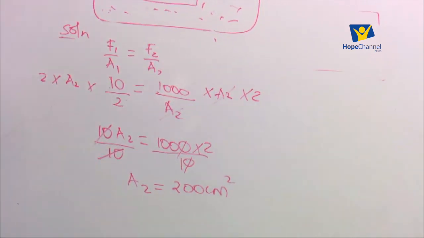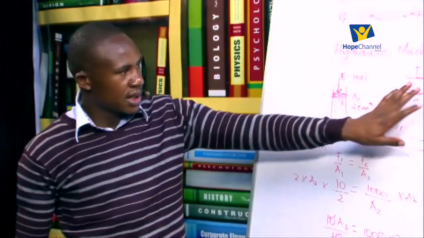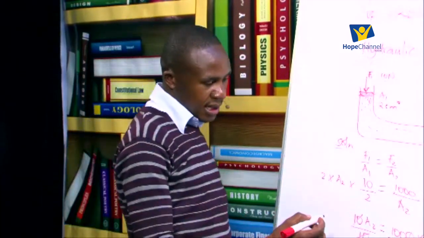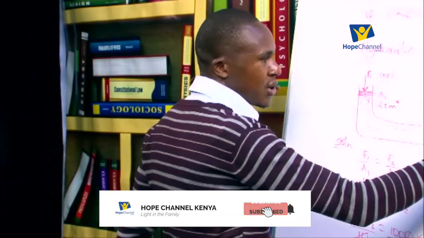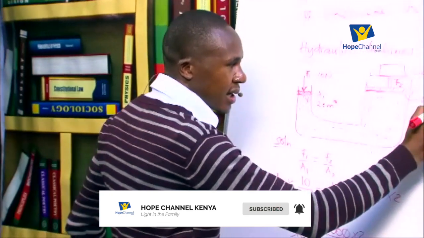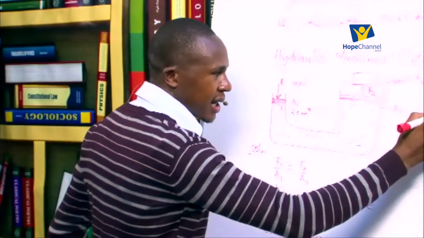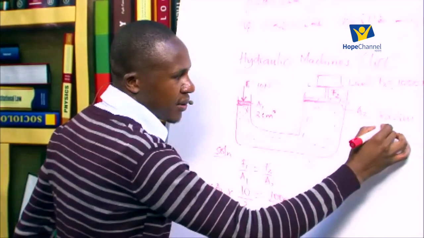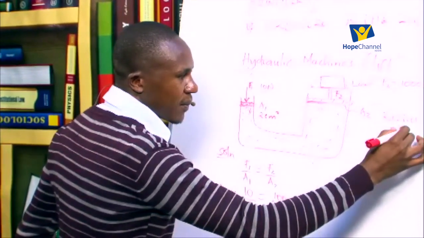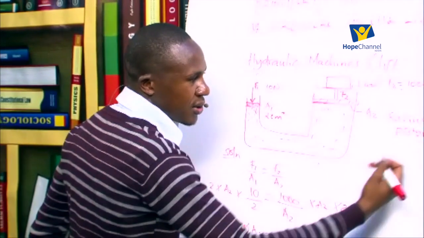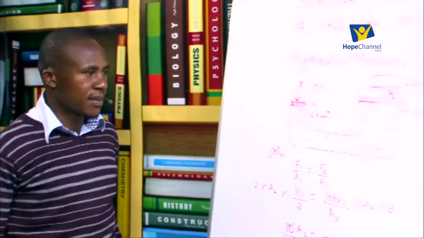So if the area of the second piston A2 was 200, then the upward force lifting that load will be 1,000 newtons. This is another way of answering the question. But at times we'll be getting questions where the question does not directly require you to find the value of A2, but you find the radius of the second piston. Find the radius of piston 2, or even the diameter, or something like that.